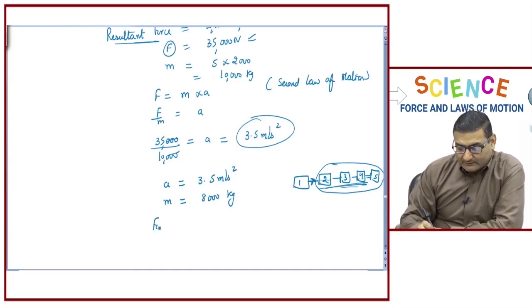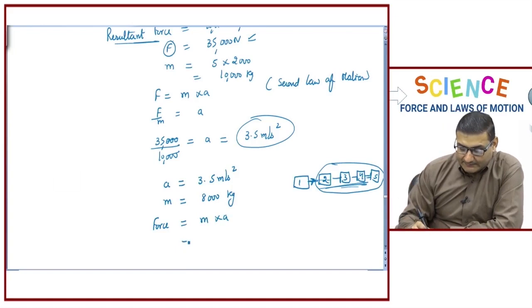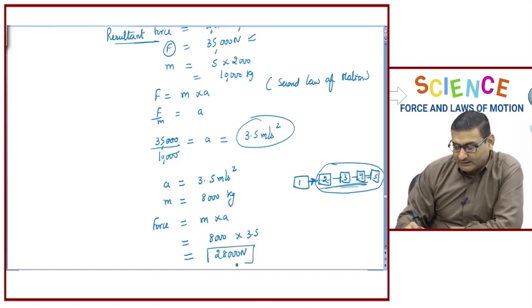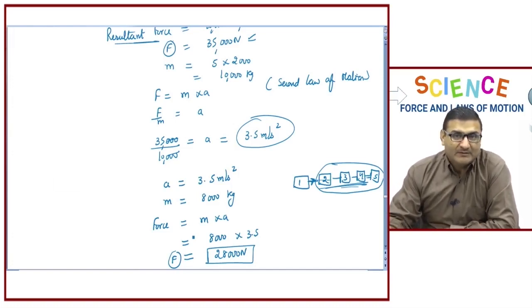Now to calculate the force, simply we need to apply F is equal to m into A because of Newton's second law, and applying the values we get 8,000 multiplied by 3.5, which comes out to be 28,000 Newton. So this is the force which is applied by the first wagon on, to say, the second wagon, but actually it is a combination of second, third, fourth and fifth wagon, right? So that was the punch point that you need to remember.